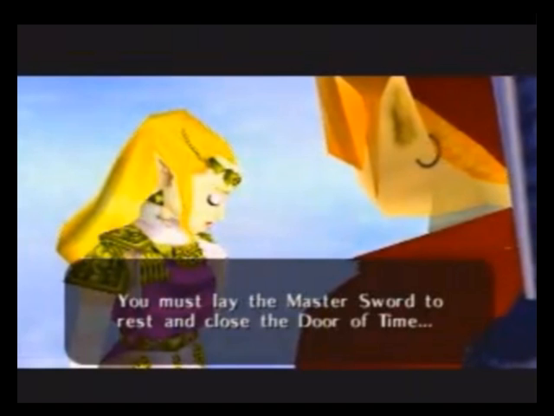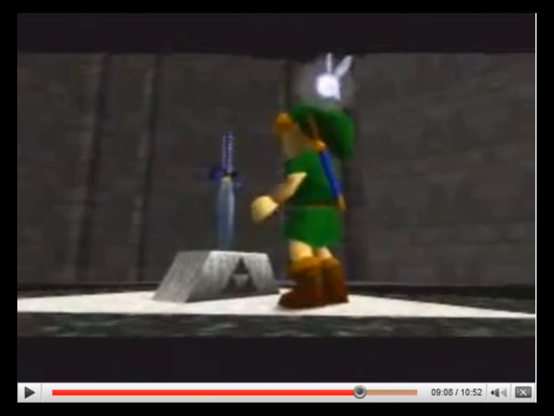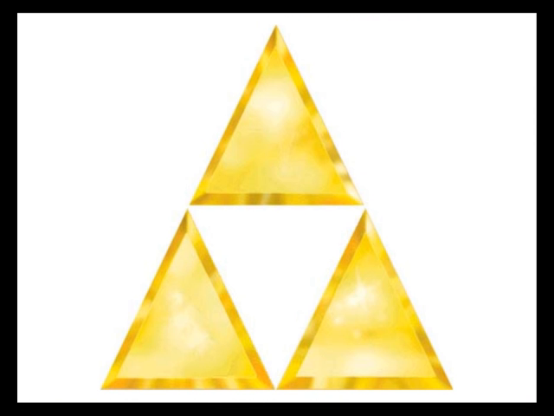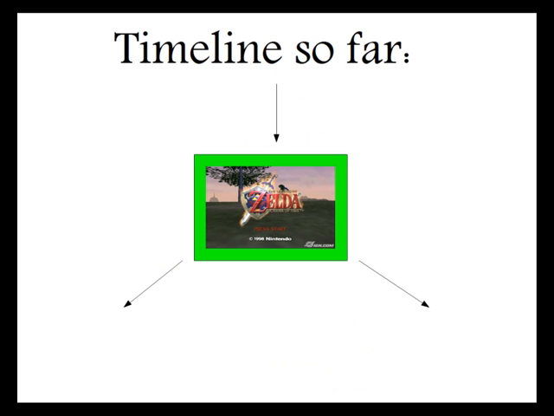In the Young Link timeline, the new batch of sages is never created, and the Master Sword is never taken from the Temple of Time. This means that the Triforce is still safe within the Temple of Light, to which the Master Sword is the key, Ganondorf not being able to touch the Master Sword. With Ocarina of Time creating the bedrock of this timeline, the next video will start constructing it in earnest.